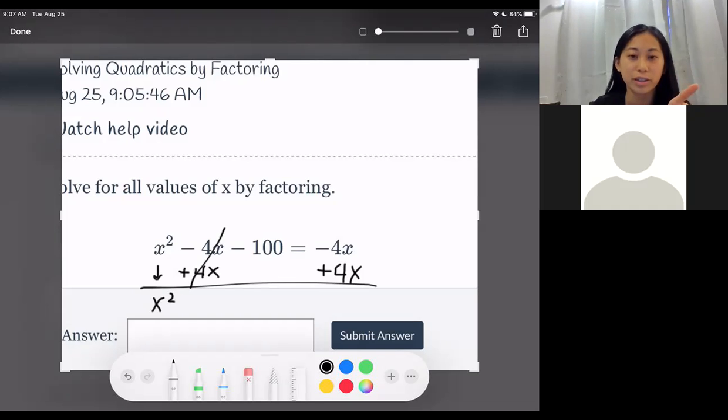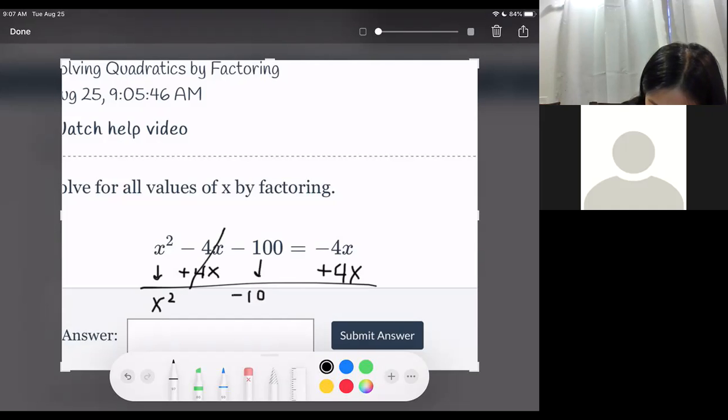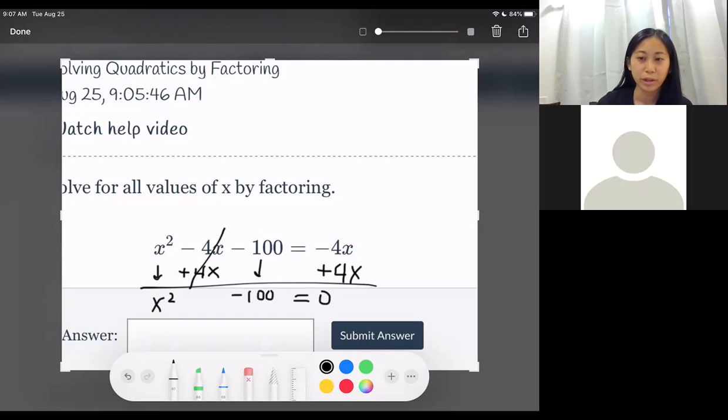It will not always cancel out. We'll do another example later where they don't cancel out. But here we have that they cancel out. And then we bring down this minus 100. And then we say equals 0. So our first step is to make sure our quadratic equation equals 0. We want it to equal 0. So now we have x squared minus 100 equals 0.